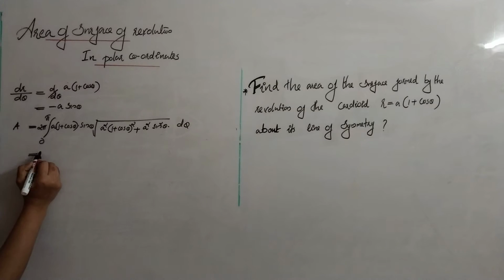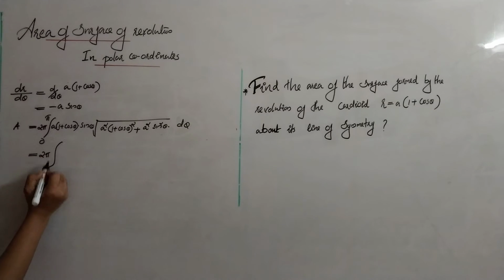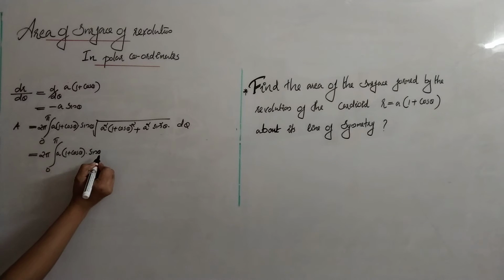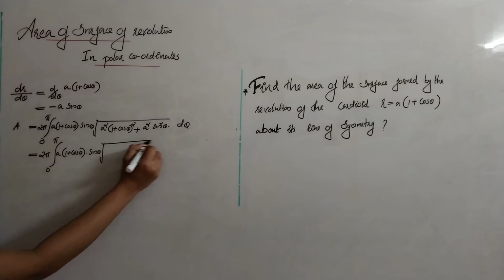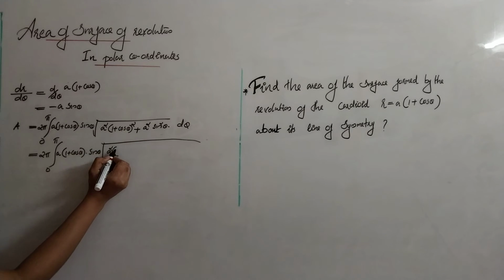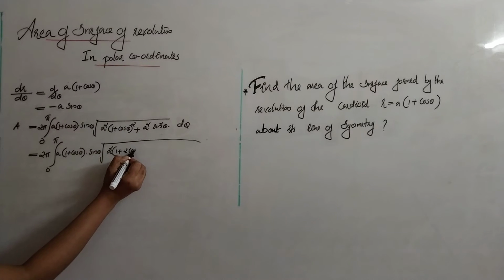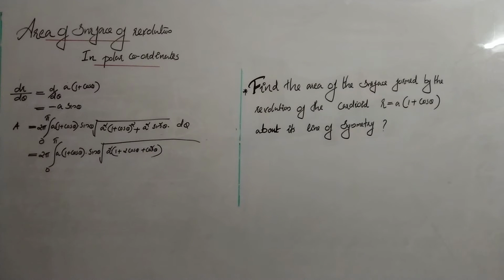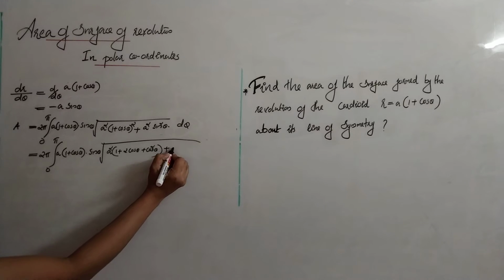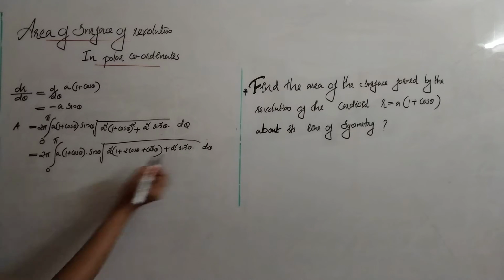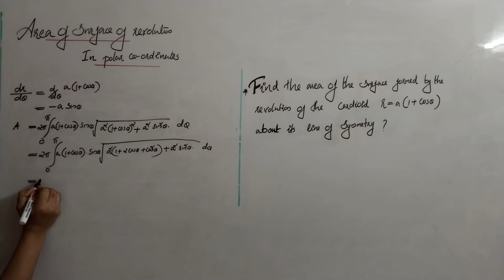This is equal to 2 pi into integral 0 to pi a into 1 plus cos theta into sin theta into root of a square into 1 plus cos theta the whole square, that is 1 plus 2 cos theta plus cos square theta, in a plus b the whole square form, plus a square into sin square theta into d theta. This is equal to 2 pi a.